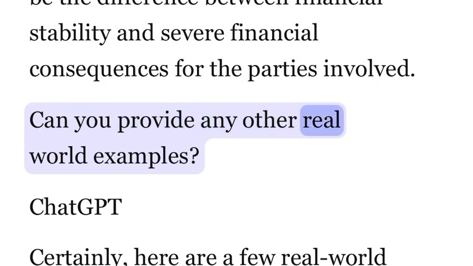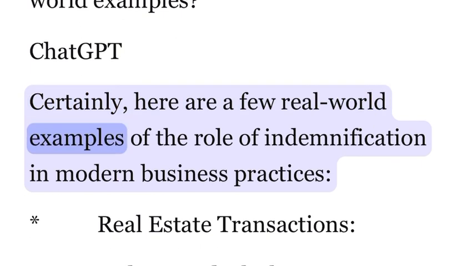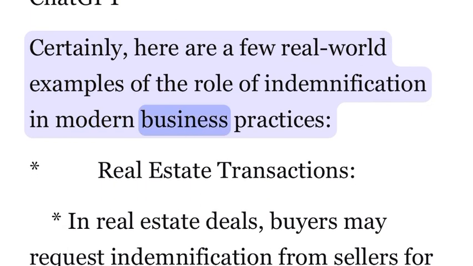Can you provide any other real-world examples? ChatGPT: Certainly, here are a few real-world examples of the role of indemnification in modern business practices.